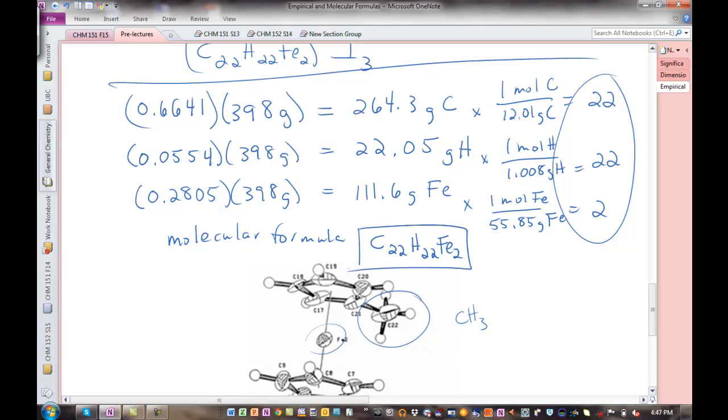All right? And then how do we get the empirical formula from that? Yeah, we just simplify the subscripts. Remember, the empirical formula is the simplest whole number ratio of how, in this case, carbon, hydrogen, and iron combine. So what can we do? Yeah, divide each of those subscripts by 2, and we end up with C11H11Fe. That's the simplest whole number ratio of how those combine. That is our empirical formula.